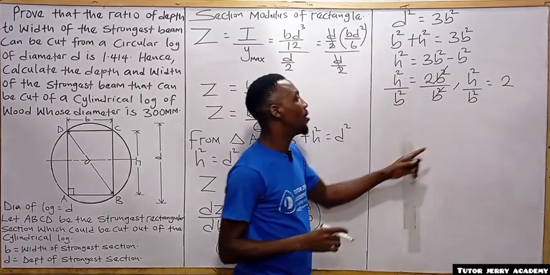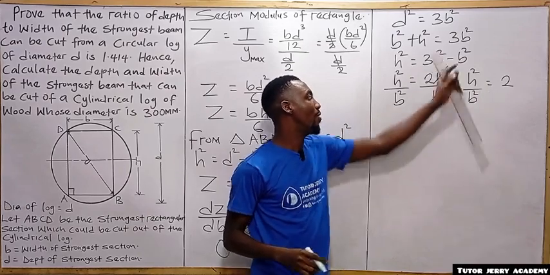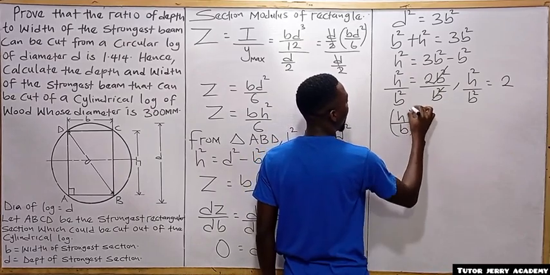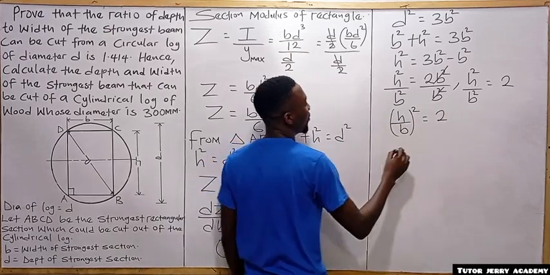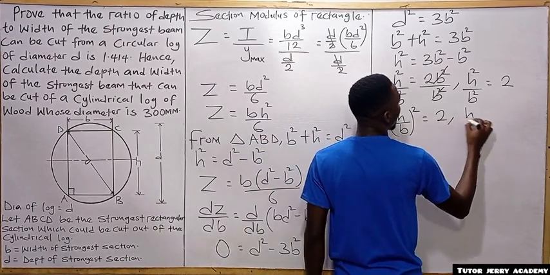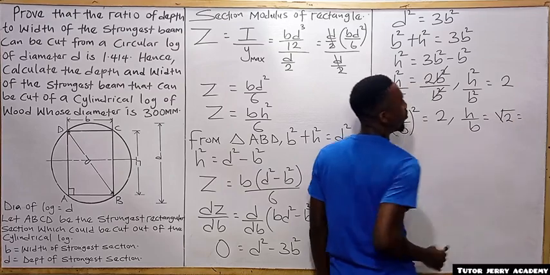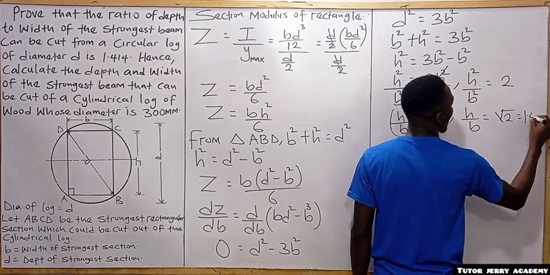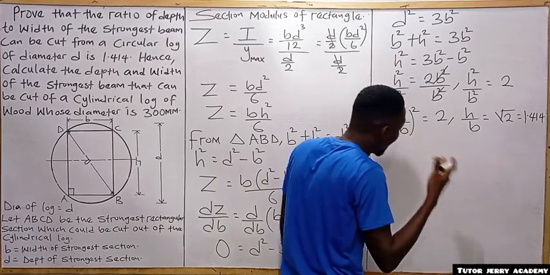2. So don't forget, since we have power 2 here, power 2 here, we can factor out the power. So we are going to have h over b all squared to be equal to 2. So if we take the square root of both sides, it means that h over b will be equal to root 2. And root 2, if you press it, you are going to have 1.414.